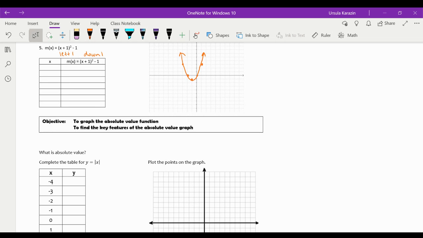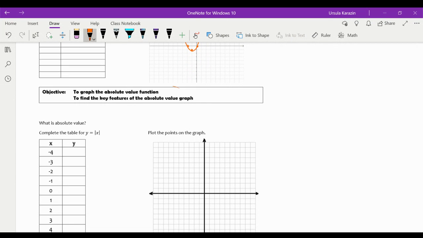All right, but those are not the ones we're going to be focusing on right now. Those are ones that we need for later. For now, what we're going to be doing is graphing the absolute value function.